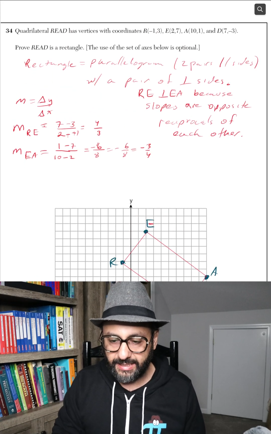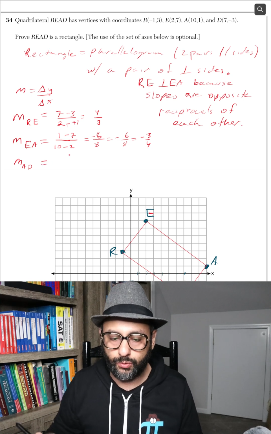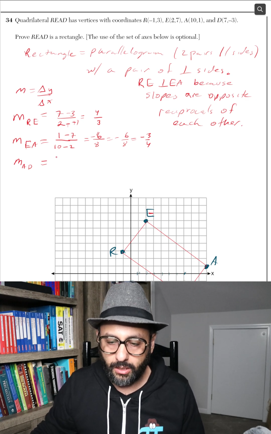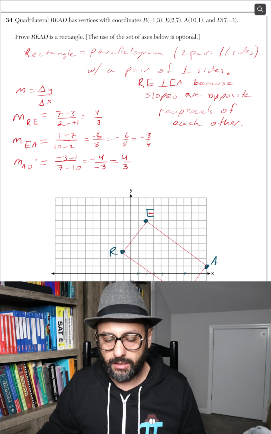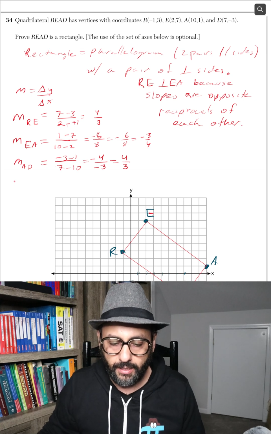The slope of AD is equal to, again, change in y over change in x. I'm going to do d minus a because that's the way I wrote it, final minus initial. The change in y is negative 3 minus 1 over change in x is 7 minus 10, which is equal to negative 4 over negative 3, which is equal to 4 over 3. And as a last one, I'm going to show you that the calculator can simplify fractions. The slope in two ways.